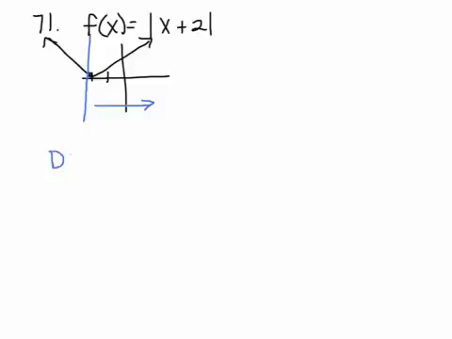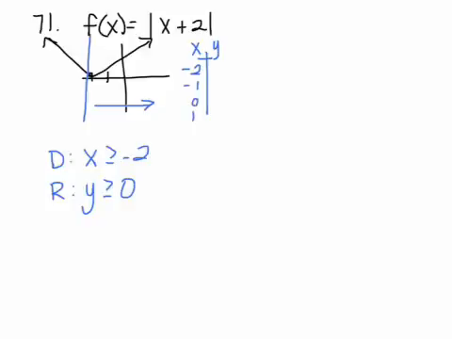So my domain in this case is going to be x is greater than or equal to -2, and my range is going to be y is greater than or equal to 0. If I go back and look at this and draw a table of values, x, y, my x values can be -2, -1, 0, 1, and if I fill in the corresponding y's by plugging into the equation, I get 0, 1, 2, and 3.